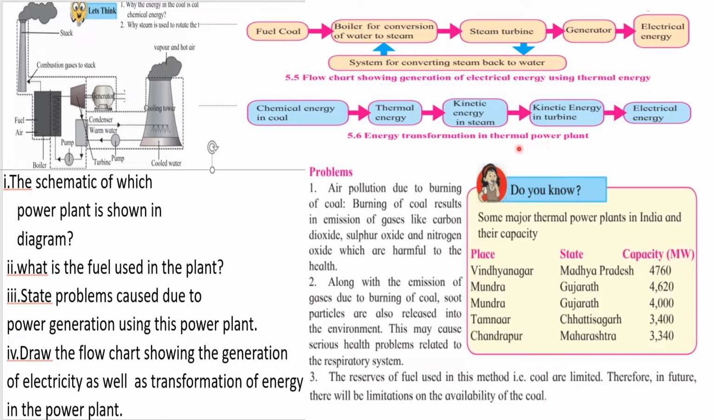From the diagram only we can see this is about a thermal power plant. What is the fuel used in the plant? As we know, coal is used as the fuel in the thermal power plant.